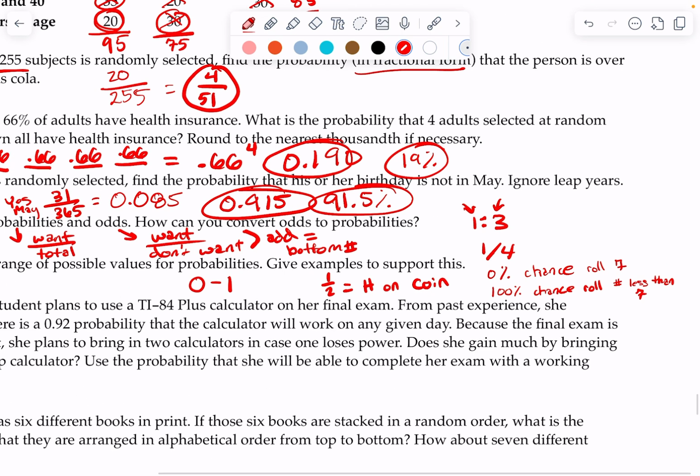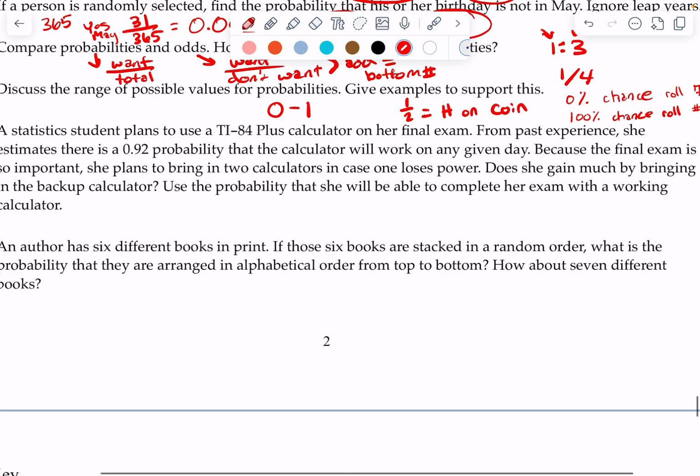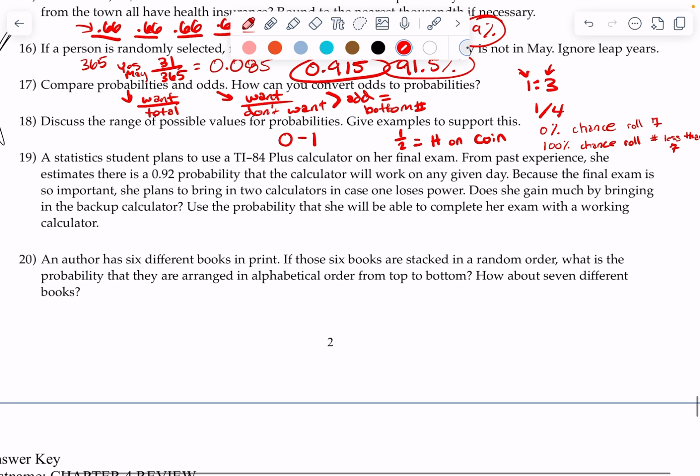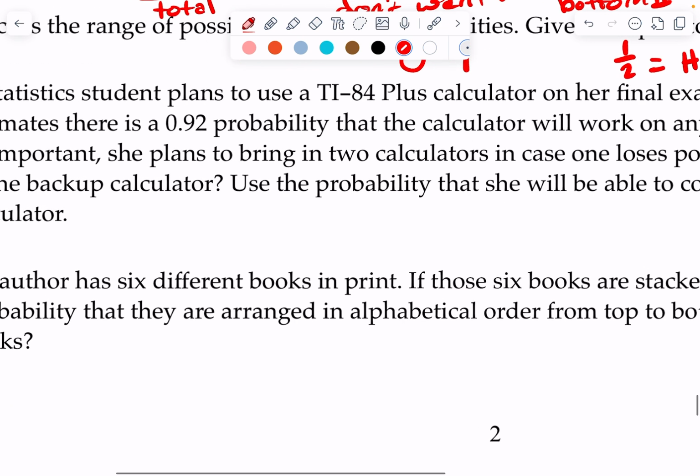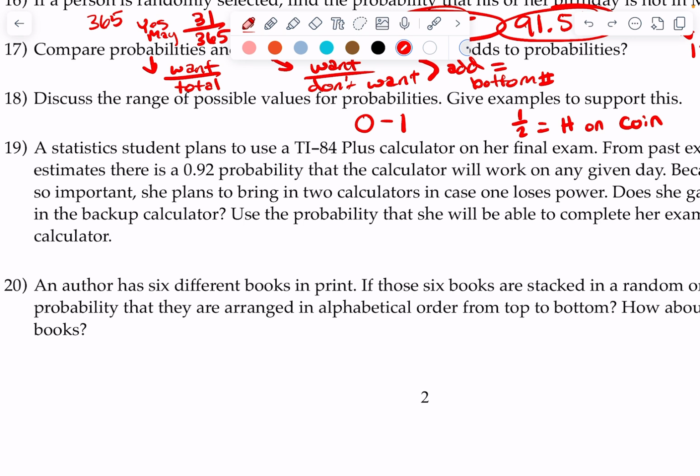Okay, next. A statistics student plans to use a TI-84 Plus calculator in a final exam. From past experience, she estimates that there is a 0.92 probability that the calculator will work. Because the final exam is so important, she plans on bringing 2 calculators in case one loses power. Does she gain much by bringing in the backup calculator? Now, here's the deal. Instead of taking 0.92 times 0.92, we do this in reverse.